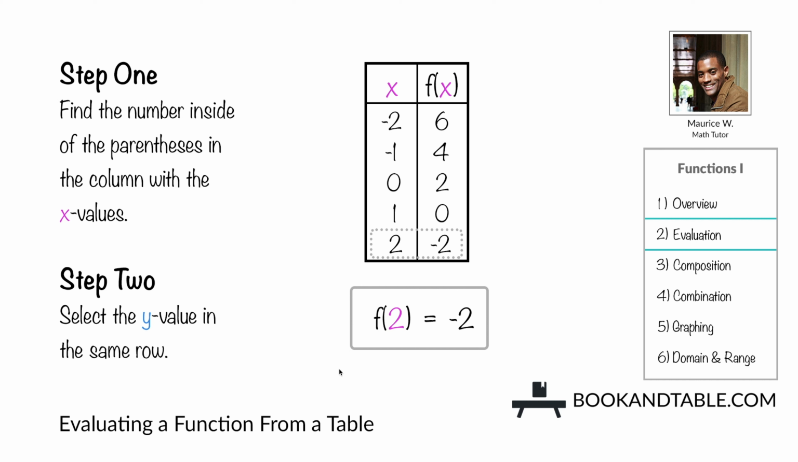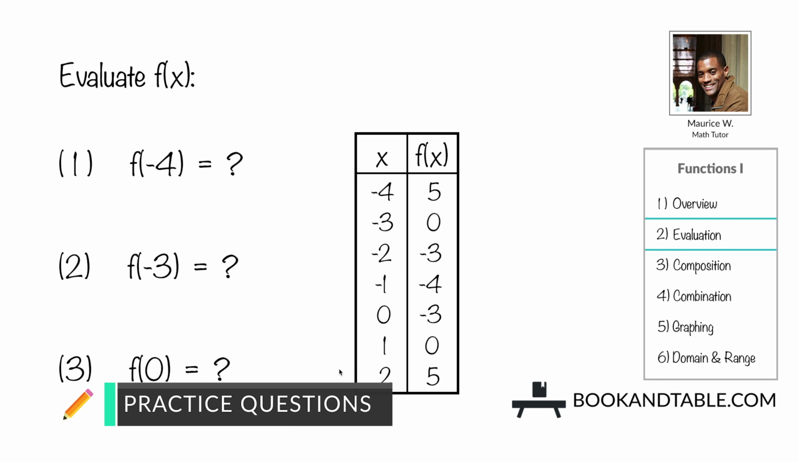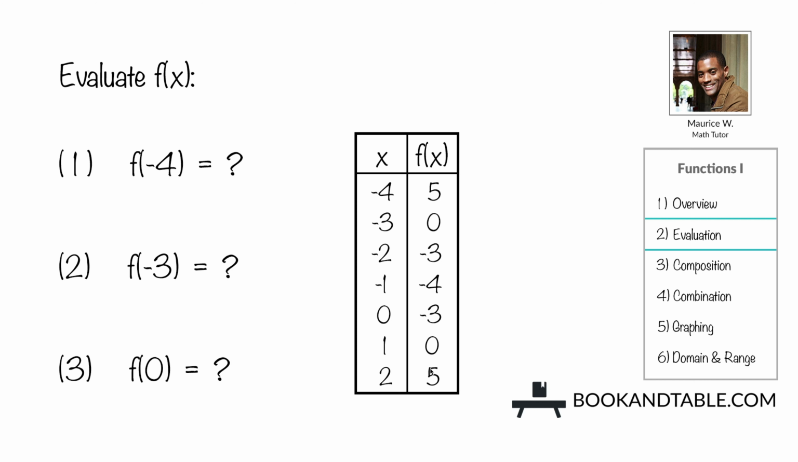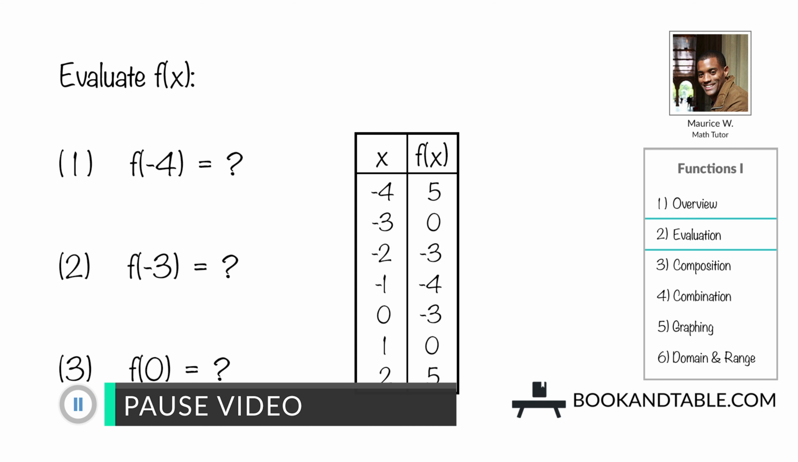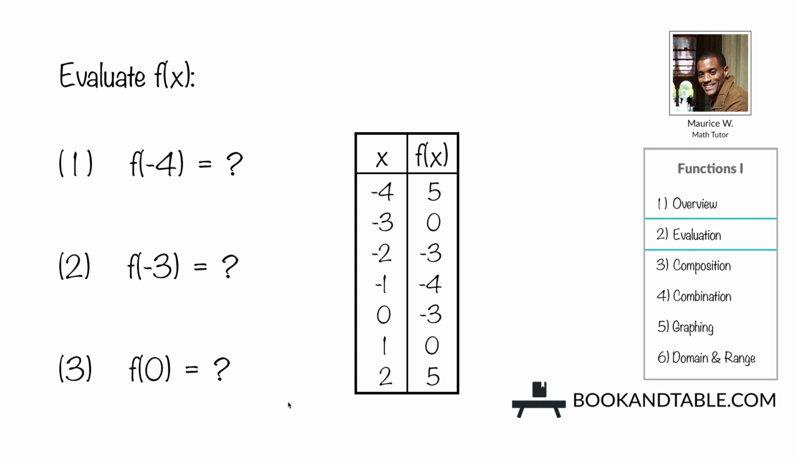So that is how we go about evaluating a function from a table. Let's now have you try a few practice questions. Evaluate f of x. Question number 1, f of negative 4 is equal to what? Question number 2, what is f of negative 3 equal to? And question number 3, what is f of 0 equal to? Pause the video, answer these questions, and then press play when you are ready to begin.